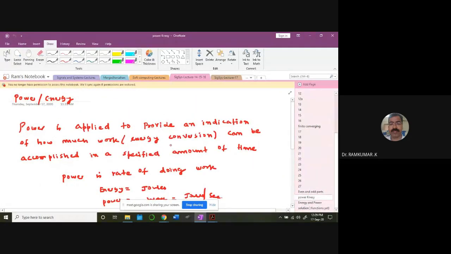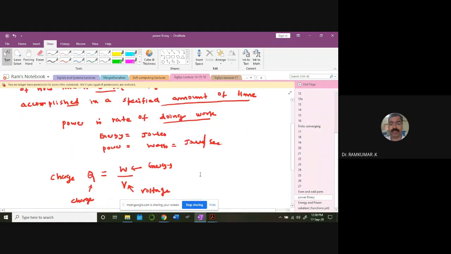What do you mean by power? Power is applied to provide an indication of how much work can be accomplished in a specified amount of time. The power is nothing but rate of doing work. In fact, you might have learned this all in the basics of physics. But normally energy is measured in terms of joules. So how much amount of joules, the rate of doing work, that's power. So naturally, joules per second can give you the power, the watts.